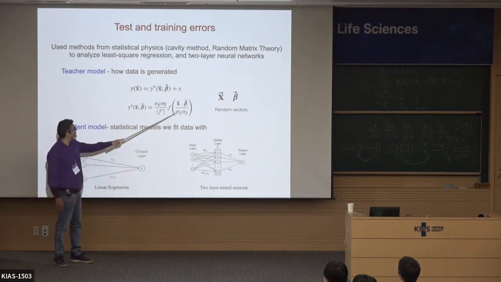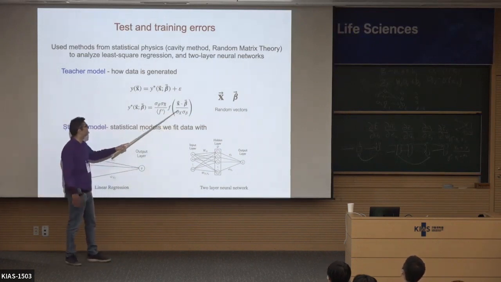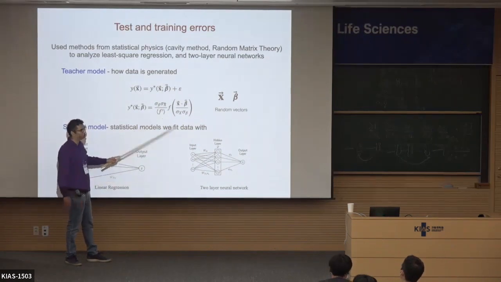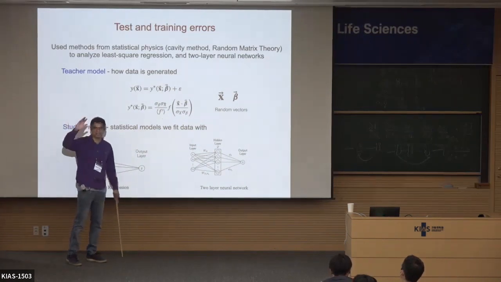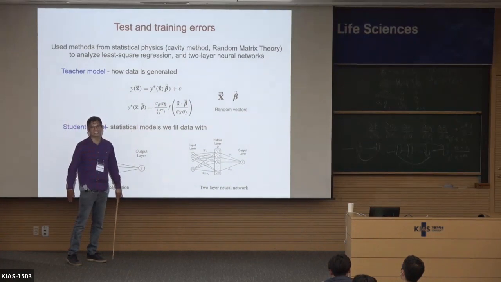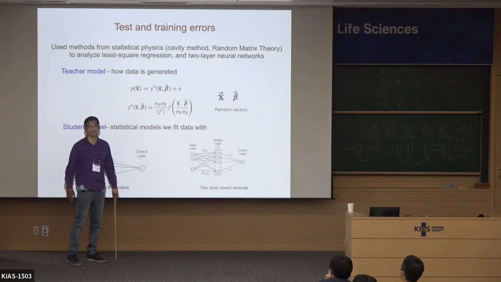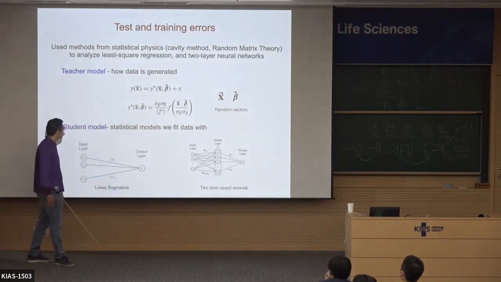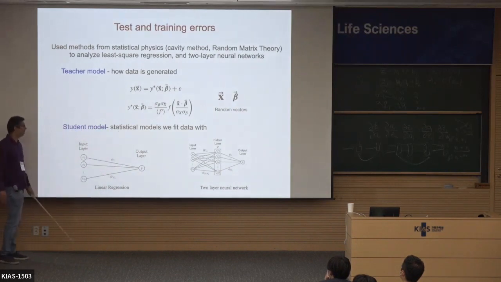All right? And just to remind you, these are random vectors. I'm normalizing by some standard deviations. I'm normalizing by this f prime because it makes some integral notation, it saves you like 30 lines of notation later on. But it's not really important for all this stuff. All right, so it's just a function. And then I'm going to fit it with a different model, which is called the student model.